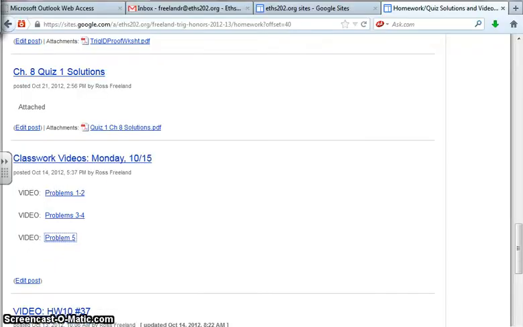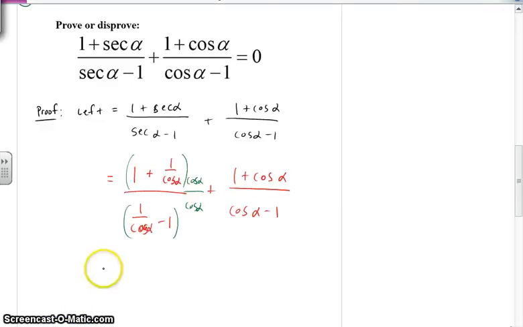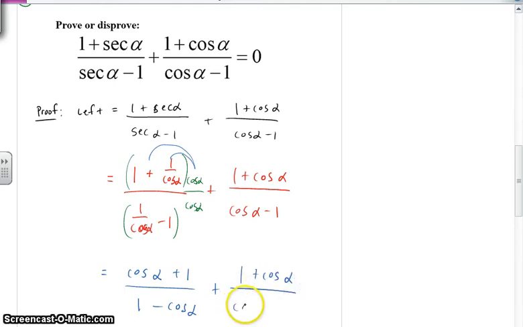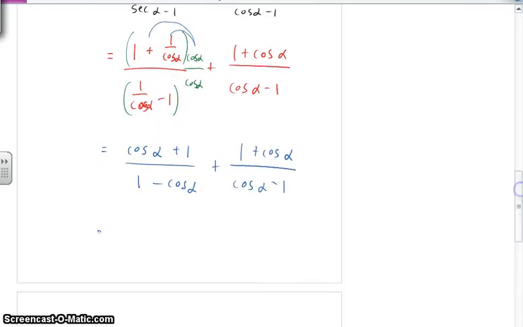So when you do that, whoop, that was a mistake. Okay, when you do that, you get cosine alpha. Okay, I'm distributing in here, plus 1. Okay, and then I get 1 minus cosine alpha. Okay, so now I have this statement.